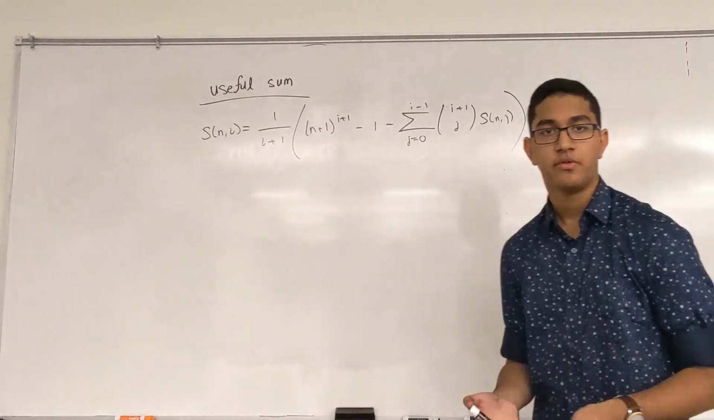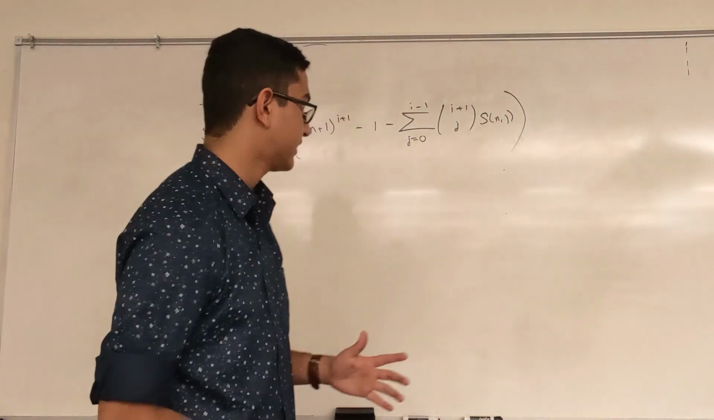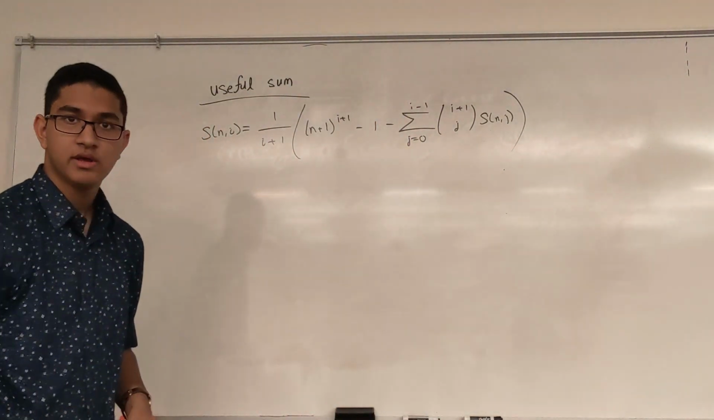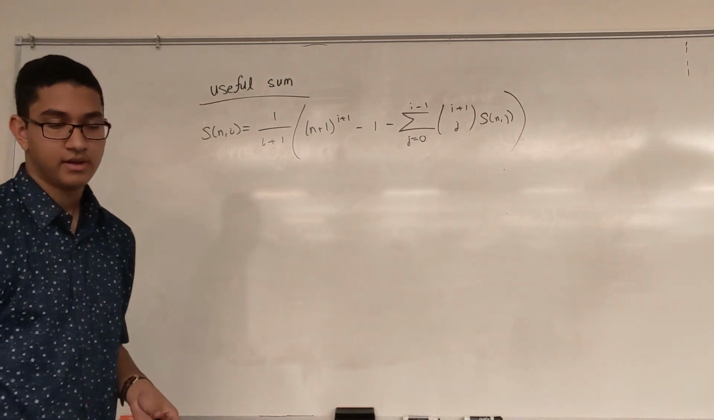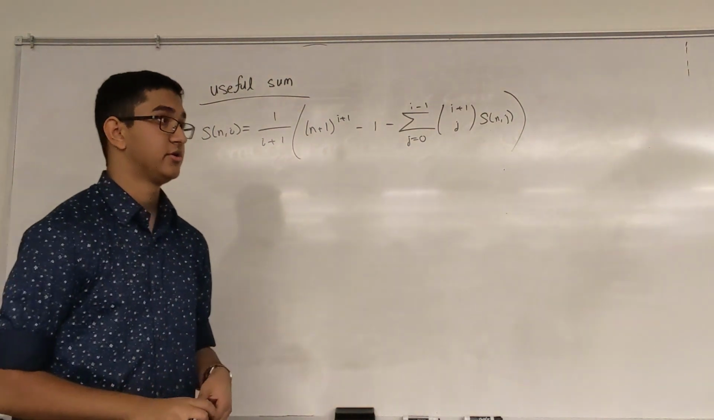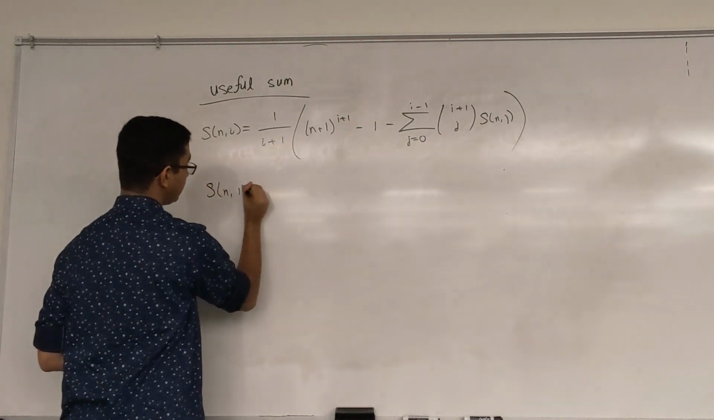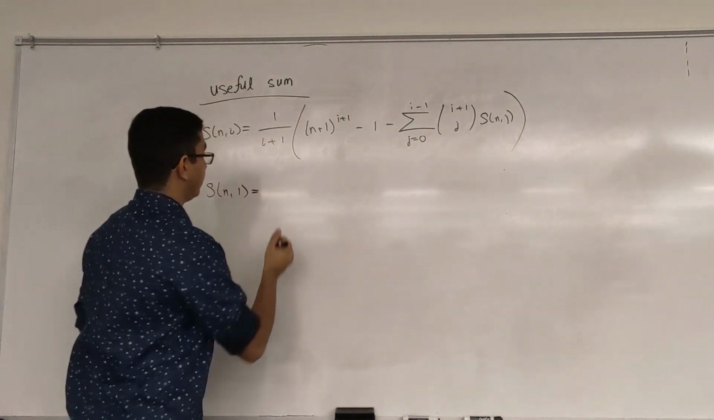So now I wanted to show this. We're not proving this in this class because once again it's beyond the scope. But I do want to quickly show this is true for both. Let's just do i equal to 1 and i equal to 2. So for when i equals 1, we'll just do S of n comma 1. And we're just going to use this formula as it is.